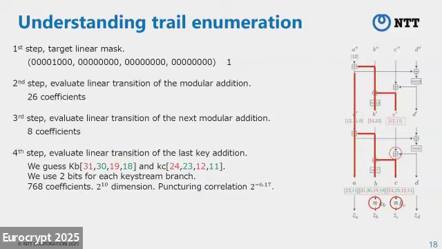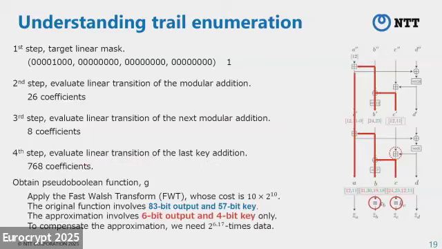OK, so finally, we analyze the last key addition part. And we guess only a 4-bit key. In that case, we have 768 coefficients, and the dimension is only 2 to the 10. And the puncturing coefficient in this case is 2 to the minus 6.17. So we need 2 to the 6.17 times data in this case.